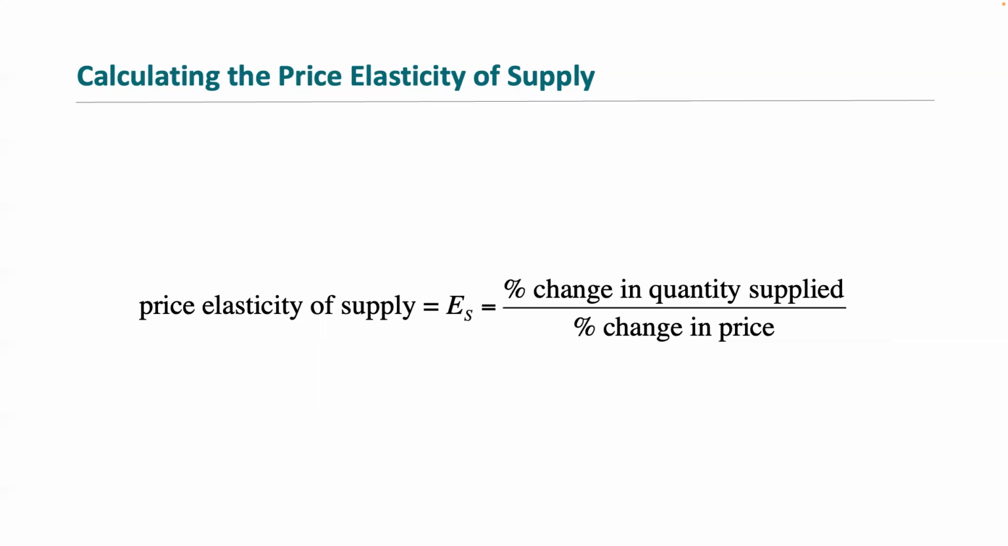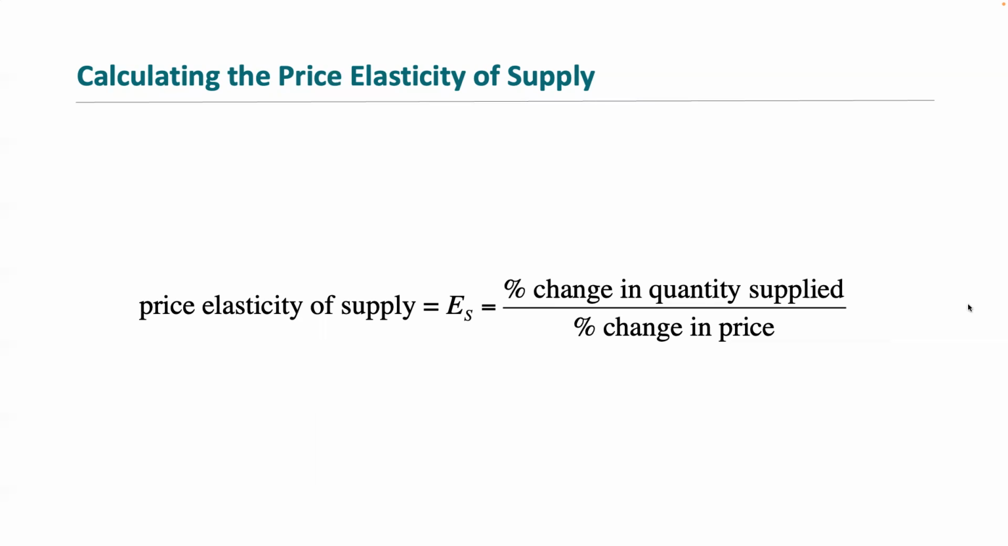This equation is very similar to one we've seen before. The numerator is just the change in the quantity supplied. So the percent change in quantity supplied divided by the percent change in price. You can see this abbreviated as the percent and then the triangle that means change in quantity supplied, or QS, divided by percent, the triangle for change in price.